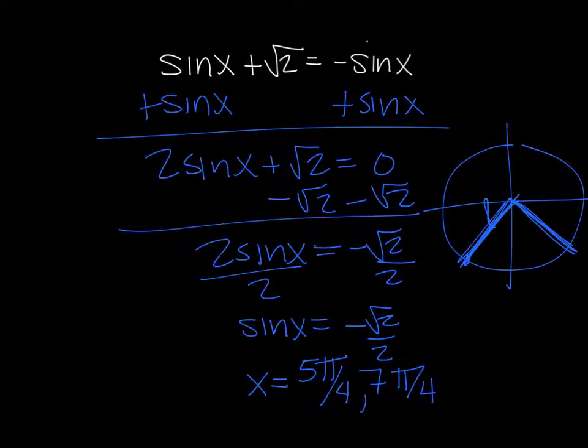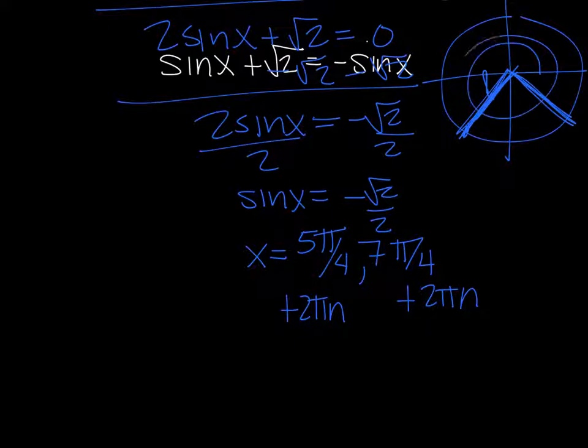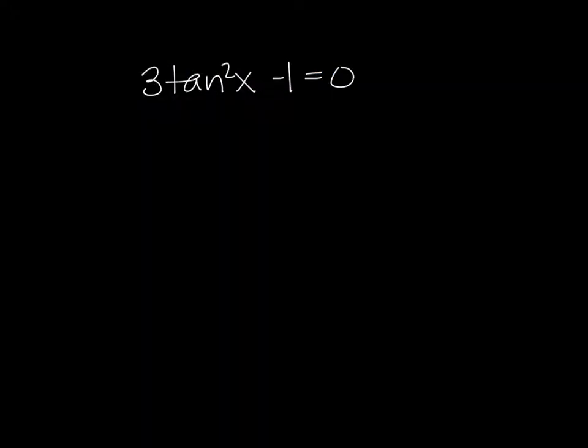And once again, if it says in general, then my answer is going to be 5 pi over 4 plus 2 pi n, and 7 pi over 4 plus 2 pi n, just depending on what the question is. So once again, you're saying this angle, but then you're saying, oh, I could go around once, and I could hit that angle, and I could keep on doing that forever and ever. Okay, let's look at another one.